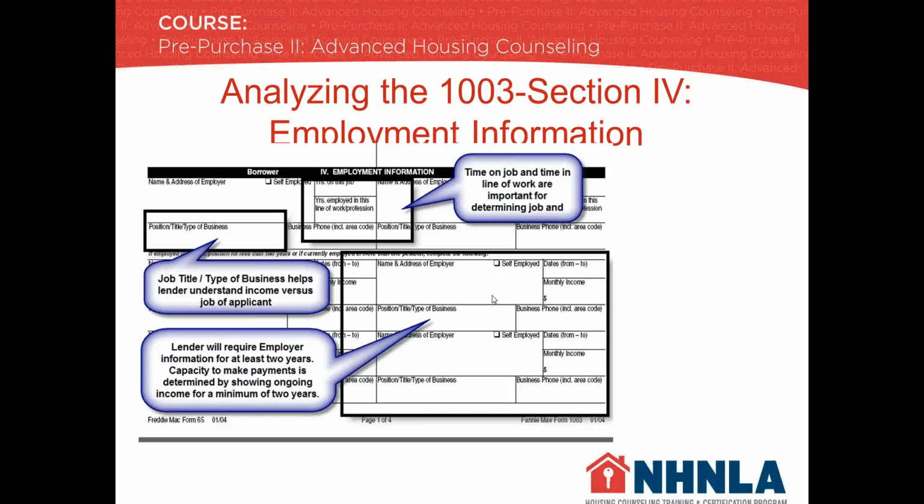And then the lender is definitely going to want 2 years worth of work history information. So the applicant has to be prepared to go back and provide that information. And that's really just to show that you've had consistent income for the last 2 years.